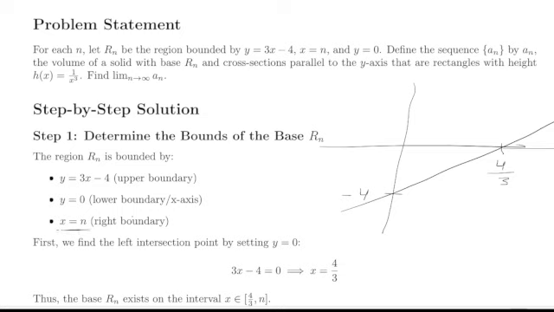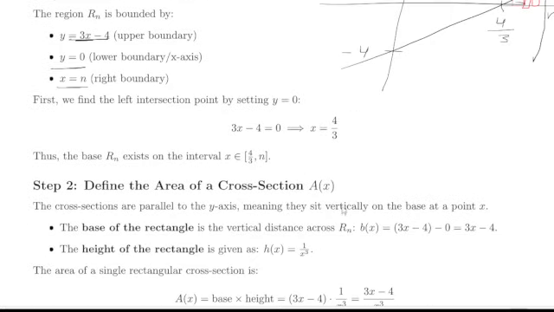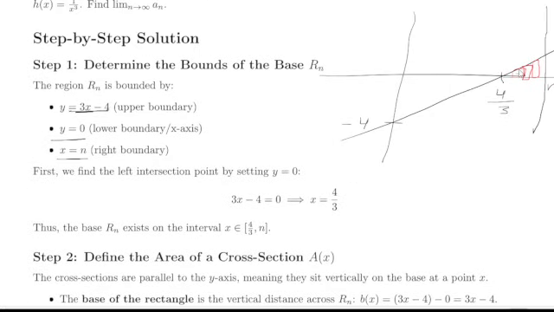So clearly, that's going to be past the intercept. So we have the upper bound is 3x minus 4. Lower bound is y equals 0, and then right bound is x equals n. So it's going to look like this. So these rectangles are parallel to the y-axis. And so the base of R sub n is in this interval from 4/3 to n. So this is going to be the base.